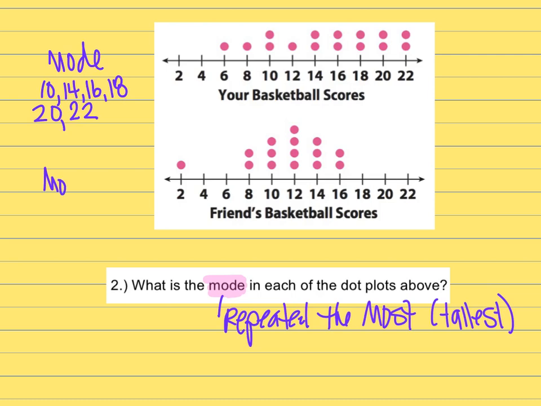But my friend's mode, the one that has the most above it, is this 12 column because it has four dots compared to all the rest. So my friend's mode is just 12.